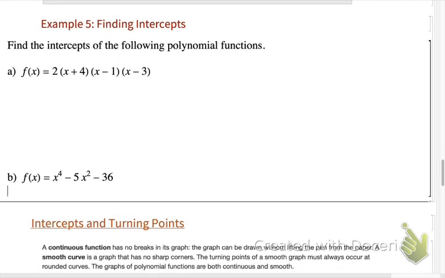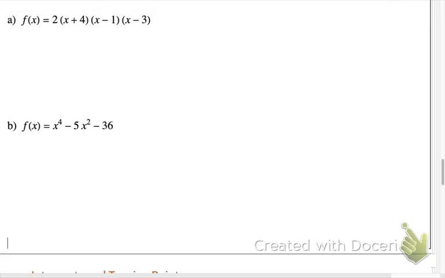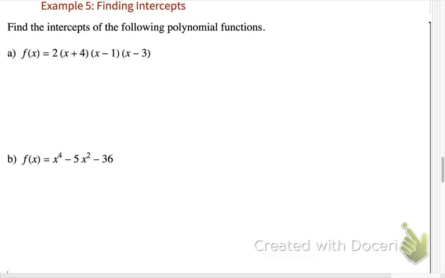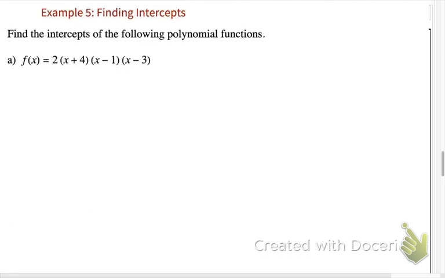So we'll start off here with a couple examples of finding intercepts of a polynomial function. And we'll start with part A. We're going to find the intercepts of the function f of x equals 2 times, and then we have 3 factors, x plus 4, x minus 1, and x minus 3.